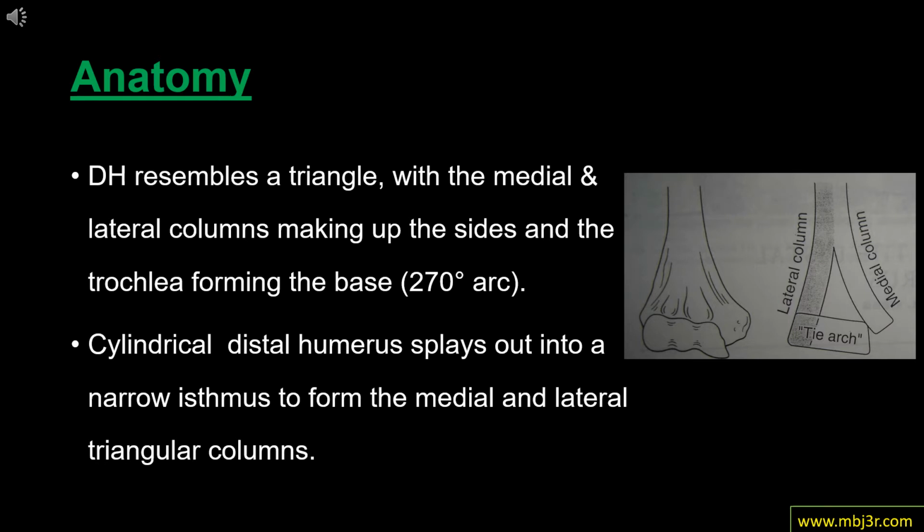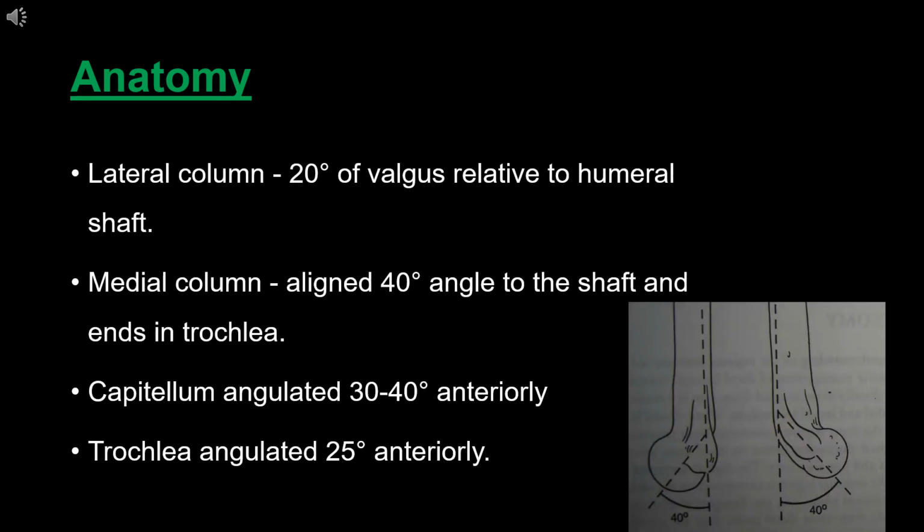Distal humerus resembles a triangle with the medial and lateral columns making up the sides and the trochlea forming the base. The cylindrical distal humerus splays out from a narrow isthmus to form the medial and lateral triangular columns. The lateral column is at 20 degrees of valgus relative to the humeral shaft. The medial column is aligned at a 40-degree angle to the shaft and ends in the trochlea.